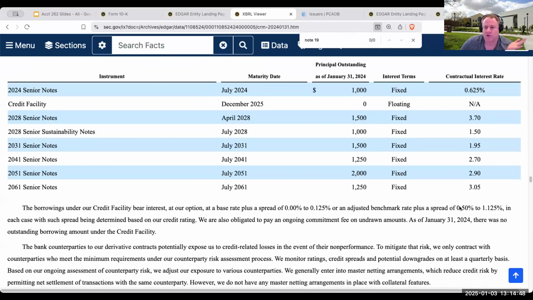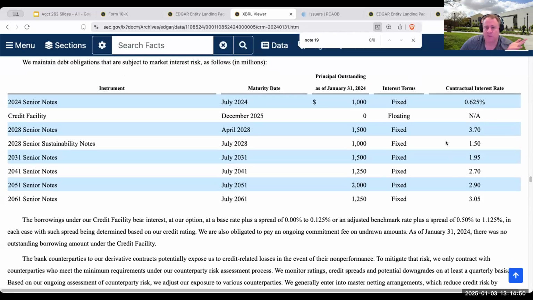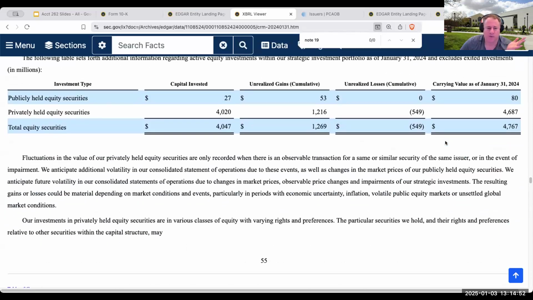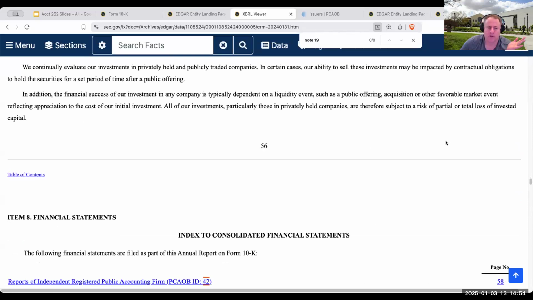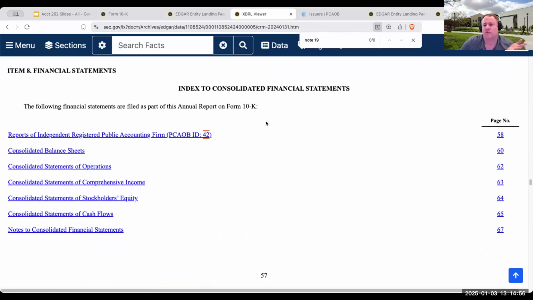The contracted interest rates, if all of a sudden these had to be refinanced in the very near future, that would probably cause a lot of problems. So now we get to finally the financial statements.